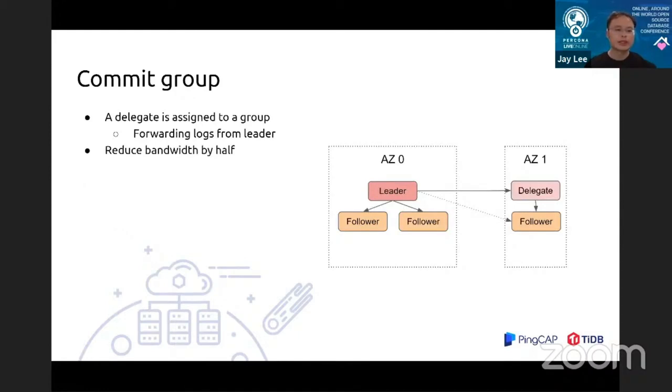Commit group has another usage that allows follower replication. We assign a follower in a group as a delegate. It processes the logs from the leader and sends them to the followers in the same group. Take 5 replicas as an example. Delegates can reduce the bandwidth between ACs by half because the leader doesn't have to replicate logs to the other followers when there is a delegate.